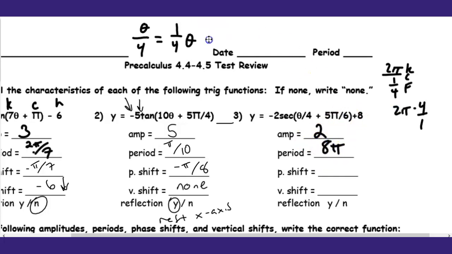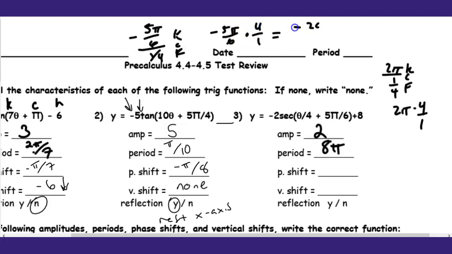Now the phase shift. The phase shift, negative C over K, or take the entire parentheses and set it equal to 0. So if you want 5 pi over 6 divided by 1/4, keep, change, flip, you end up with negative 5 pi over 6 times 4 over 1, which gives us negative 20 pi over 6. Everything is divisible by 2, so you get negative 10 pi over 3. That is our phase shift, negative 10 pi over 3.